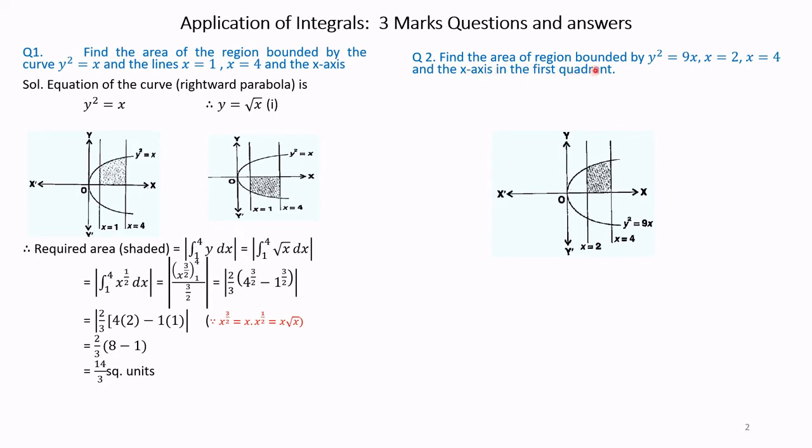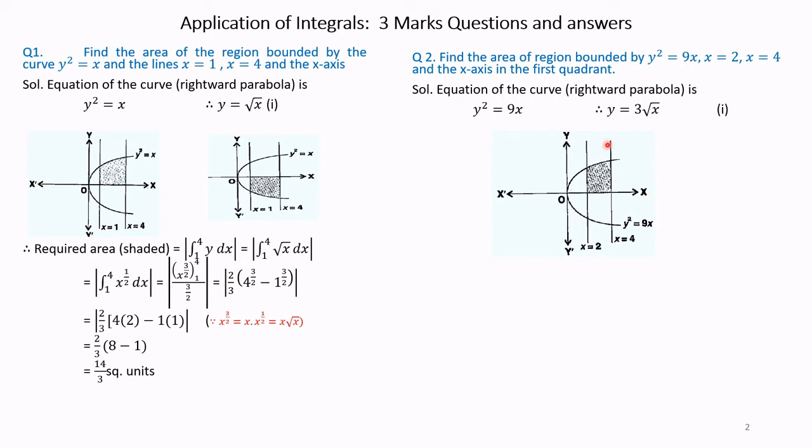Find the area of the region bounded by y square is equal to 9x and x is equal to 2 and x is equal to 4. So two lines: x is equal to 2 is a line parallel to the y axis, and x is equal to 4 is a line at the point 4 parallel to the y axis, and the x axis in the first quadrant. In the question itself he has asked for the first quadrant. The equation of the curve, y square is equal to 9x, is a rightward parabola. This shape is called a rightward parabola.